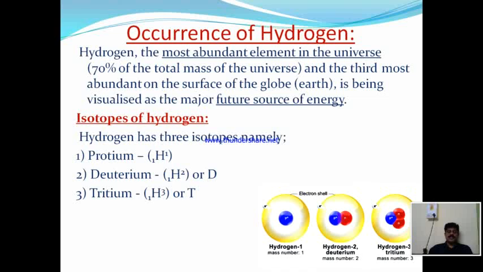Isotopes of hydrogen. Children, there are three isotopes of hydrogen, namely protium, deuterium and tritium. Of these three isotopes, the first two are non-radioactive, whereas tritium is the only radioactive isotope of hydrogen.